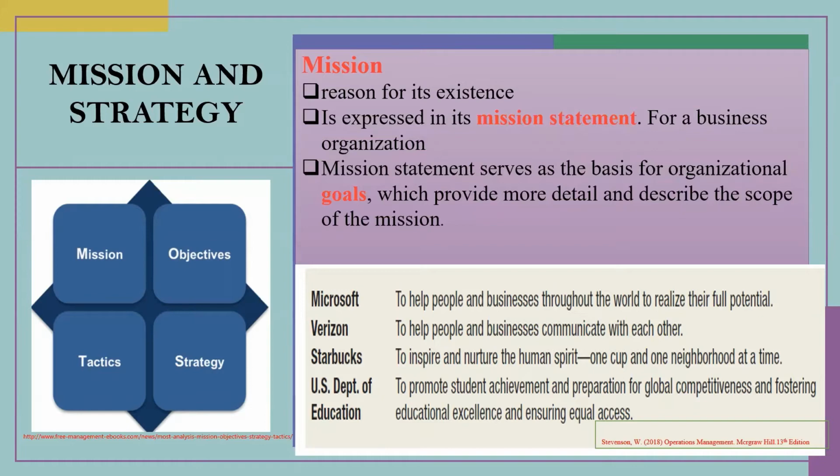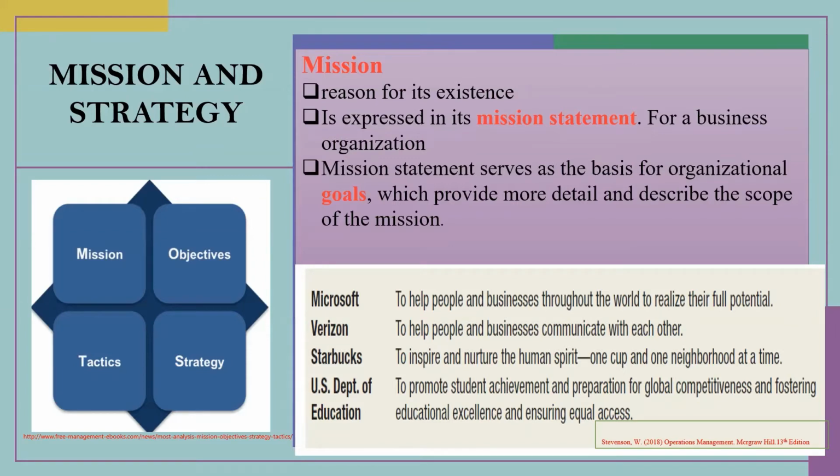It is expressed in its mission statement for a business organization. Mission statement serves as a basis for organizational goals which provide more detail and describe the scope of the mission. So basically, mission, this is the main purpose of the business. It should be the top level overall reason for being a business in terms of what you want to accomplish. The more specific that you can be when defining your mission, the more success you will have later on trying to define the remaining points within your mission.